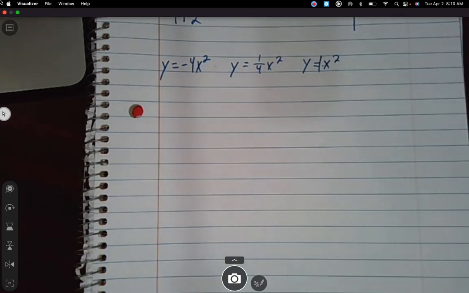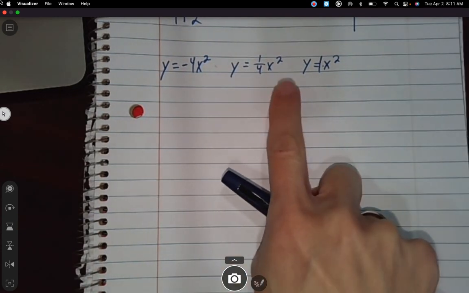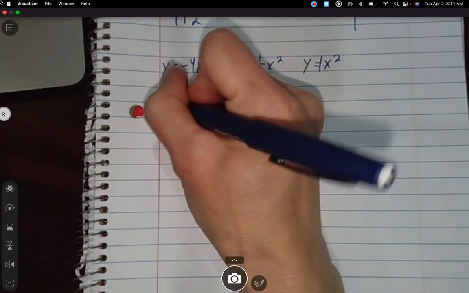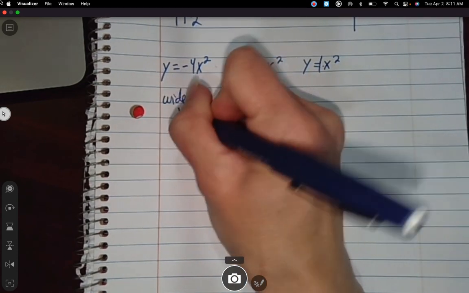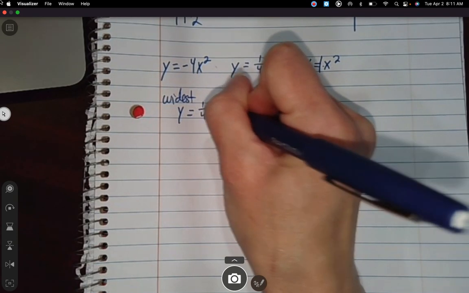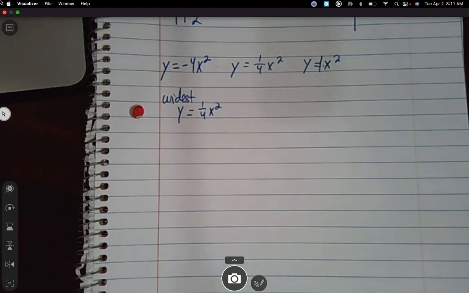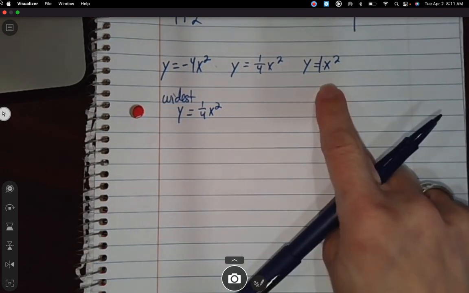So based on what I told you, which one's the widest? Without graphing them. I'll graph them in a second, or I'll show you their pictures. But which one would be the widest? Which one has a number between 0 and 1? 1/4. So this one is the widest. I'll write it right here. Y equals 1/4 x squared. Okay, then which one do you think would come next? The 1x squared?